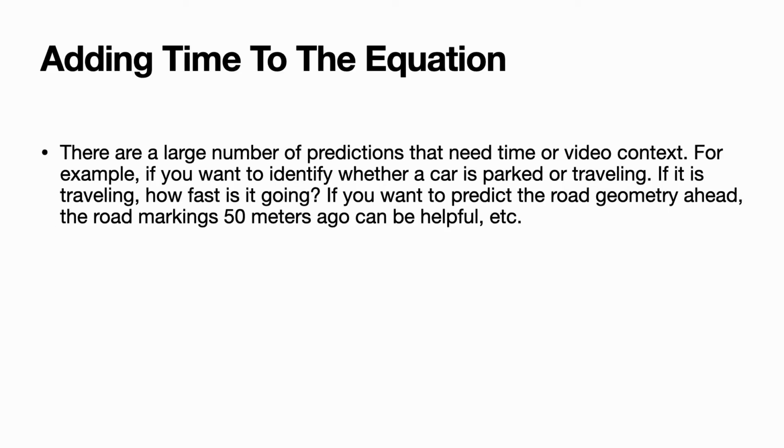After we have the image prediction right, we still need to consider another dimension, time. Adding time to the equation. There are a large number of predictions that need time or video context. For example, if you want to identify whether a car is parked or traveling. If it is traveling, how fast is it going? If you want to predict the road geometry ahead, the road markings 50 meters ago can be helpful, etc.